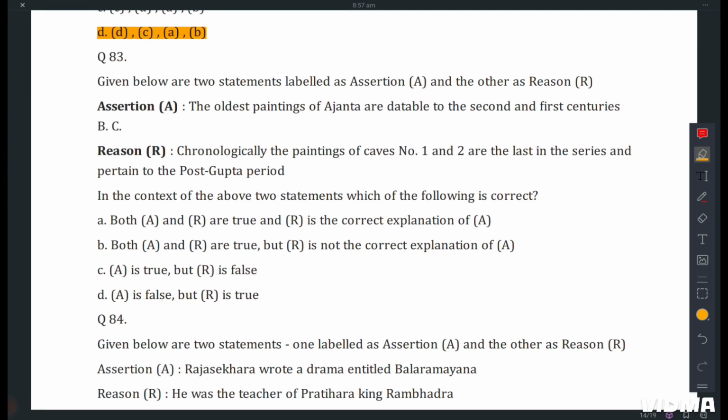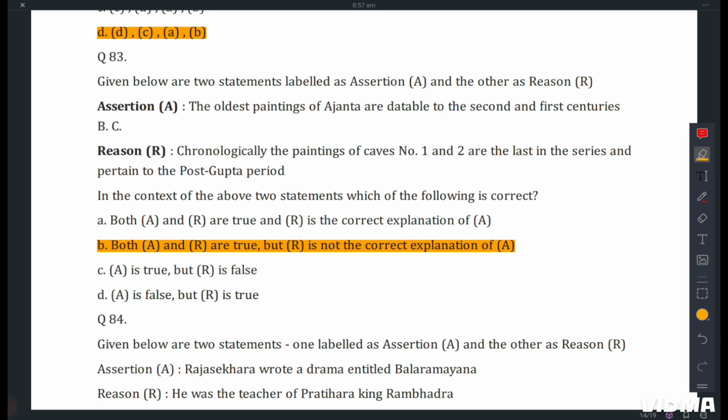Question number 83, assertion and reasoning. The oldest paintings of Ajanta are datable to the 2nd and 1st century BC. Chronologically, the paintings of caves number 1 and 2 are the last in the series and pertain to the post-Gupta period. So the correct answer is option B. A and R are true, but R is not the correct explanation of A.